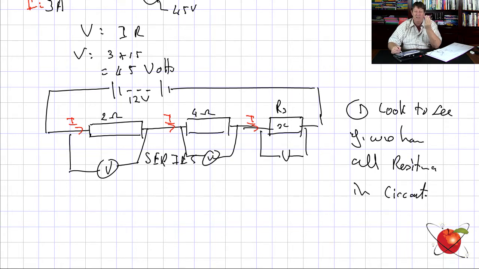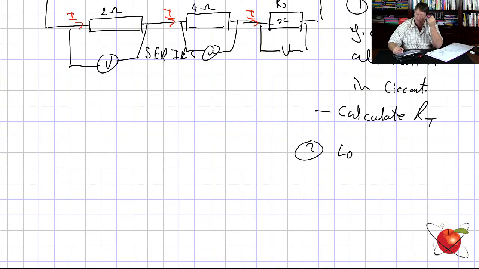If we have all the resistance in the circuit, calculate R total. If they're in series, remember we add them. If they're in parallel, we go 1 over R total equals 1 over R1 plus 1 over R2, correct? We're going to do one now, so don't stress about it. But that's the first step.